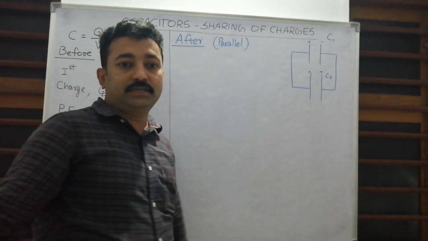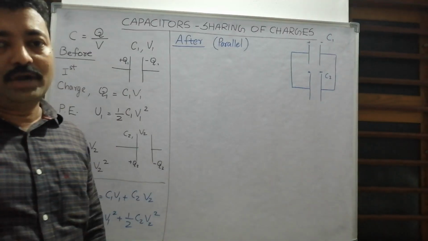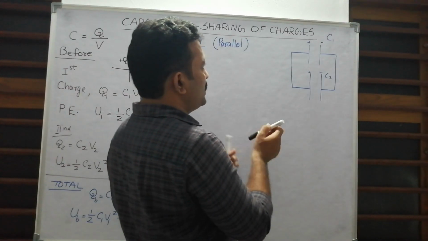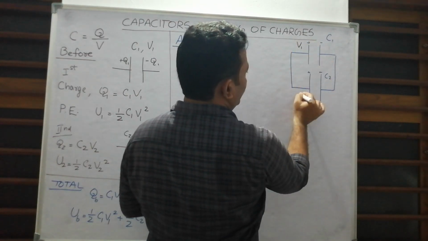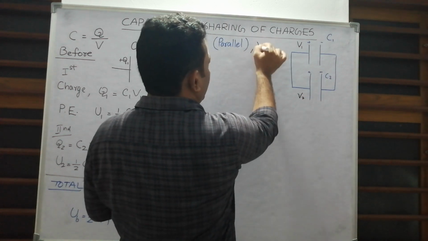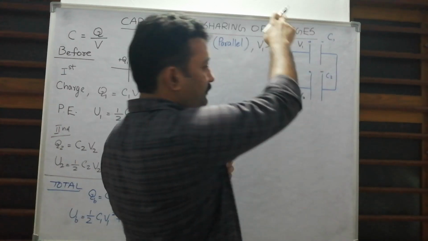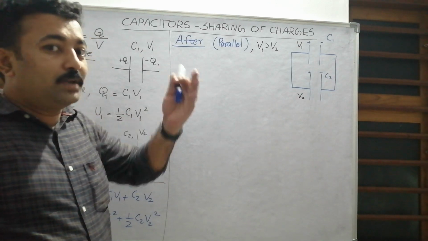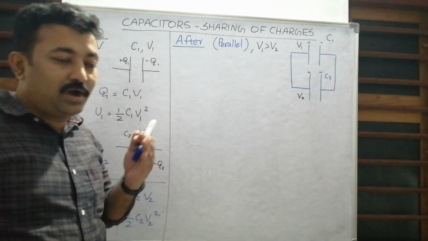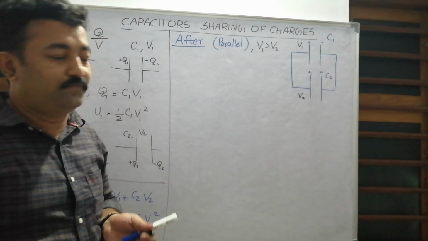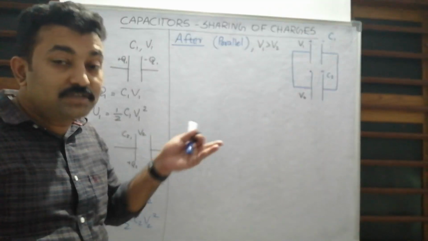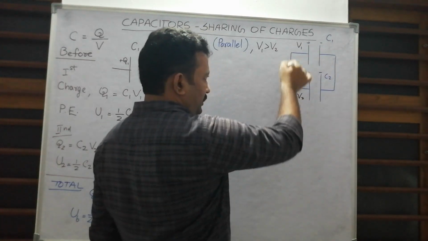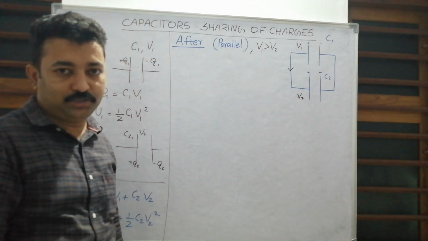When it is connected in parallel, what is the possibility? What can happen in the system? We have connected capacitor 1 charged to potential V1 with V2. Let us assume that V1 is greater than V2. That means there is a potential difference, a higher potential and a lower potential. From higher to lower, there can be a flow. What is free to flow? The free to flow material is nothing but the charge. There will be a flow of charges through the connecting wires.